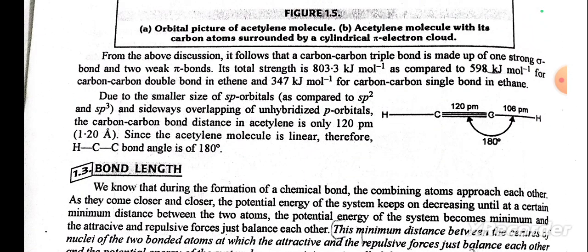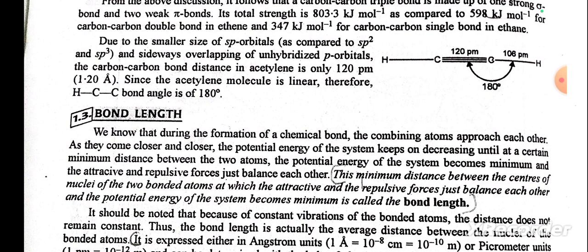From the above discussion, it follows that the carbon-carbon triple bond is made up of one strong sigma bond and two weaker pi bonds, and the total strength is 803.3 kJ per mole as compared to 598 kJ per mole for the carbon-carbon double bond in ethene, and 348 kJ per mole for the carbon-carbon single bond in ethane. Due to the smaller size of the sp orbital and the sideways overlap of the p orbitals, the carbon-carbon bond distance in acetylene is only 120 picometers, and since the acetylene molecule is linear, the H-C-C bond angle is 180 degrees.